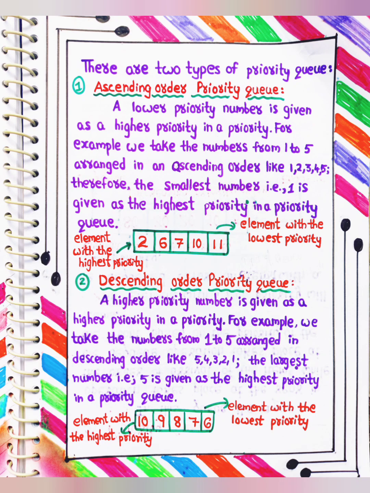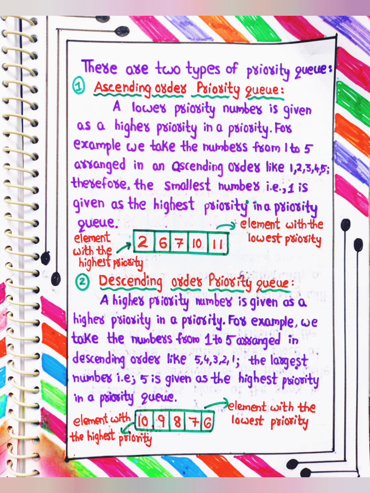First one, ascending order priority queue. A lower priority number is given as a higher priority in a priority queue. For example, we take the numbers from 1 to 5, arranging in an ascending order like 1, 2, 3, 4, 5. Therefore, the smallest number, that is 1, is given as the highest priority in a priority queue.